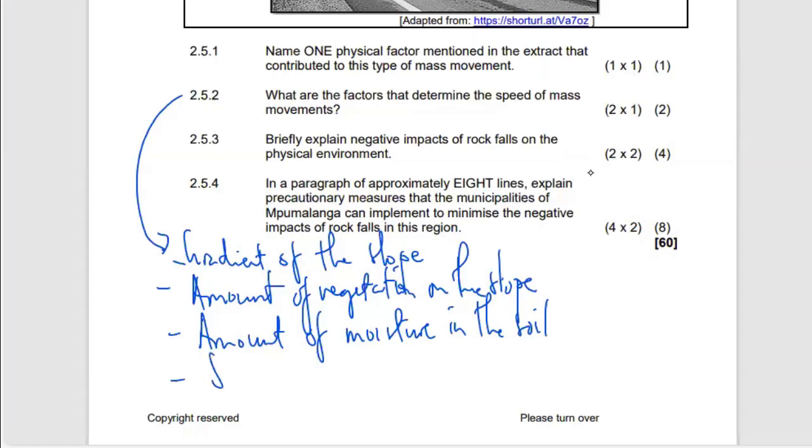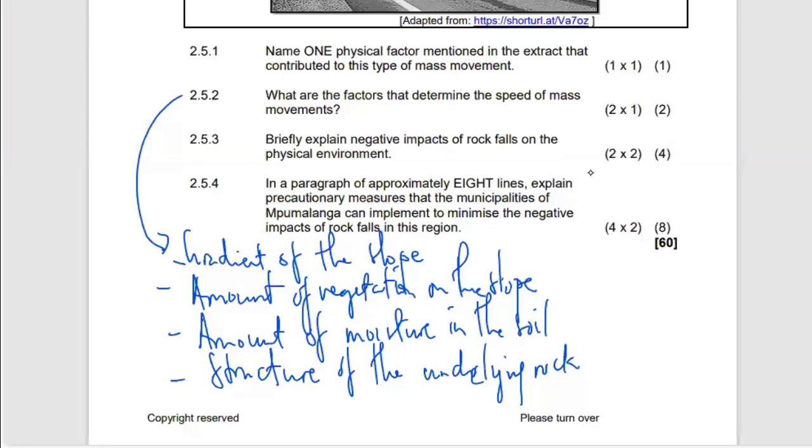Then also you can look at the structure of the underlying rock. Where we have underlying rocks which are solid and unbroken, the movement is faster. But where we have underlying rocks which are fractured, we likely have slower movement. Right, those are some of the factors that we can mention.